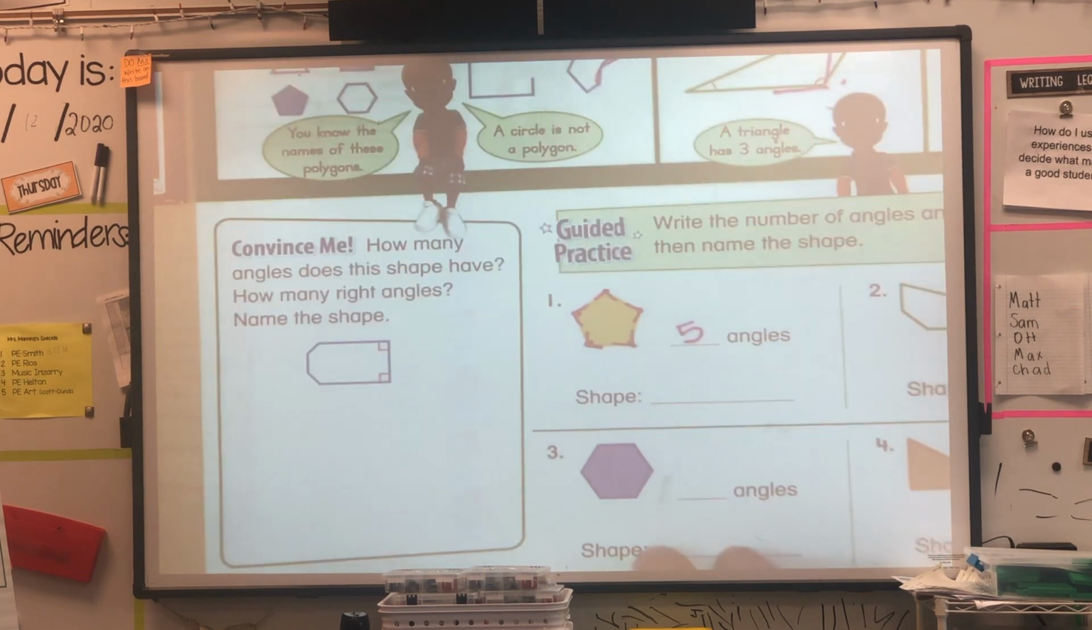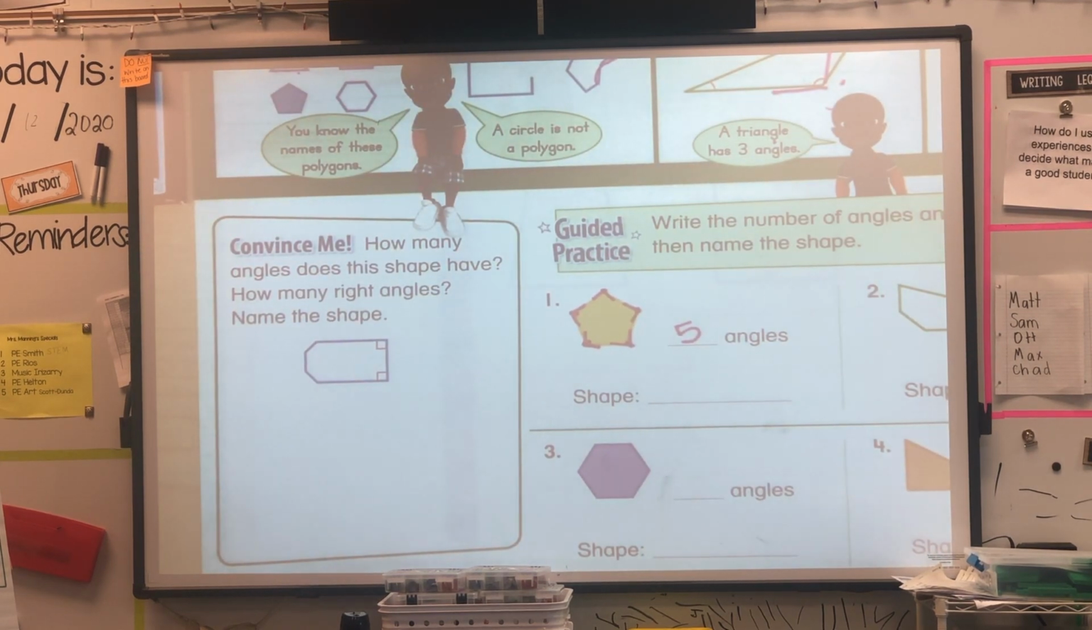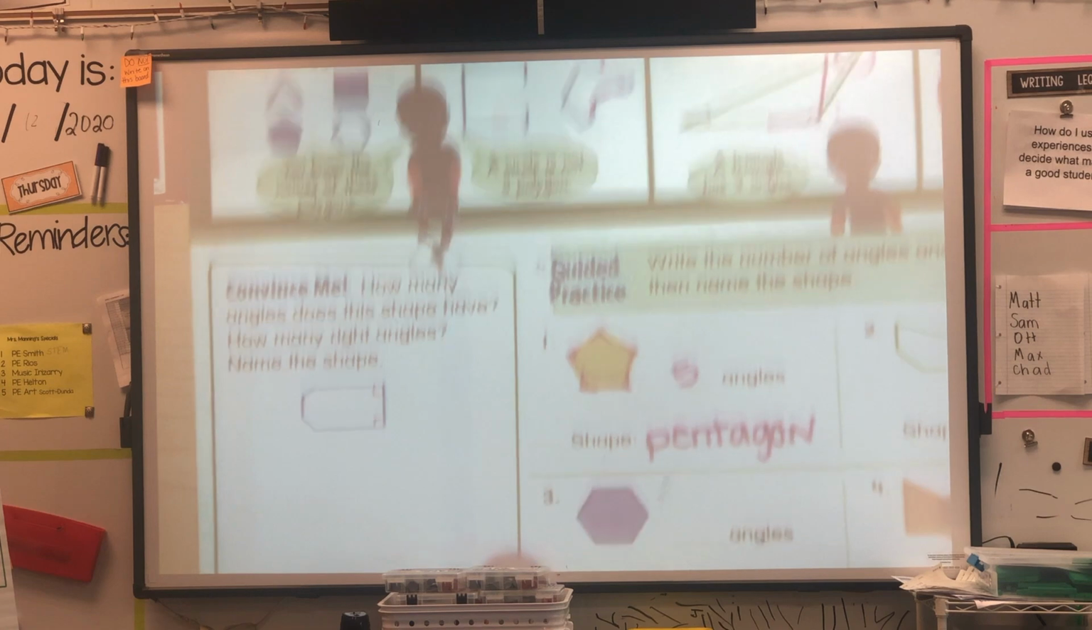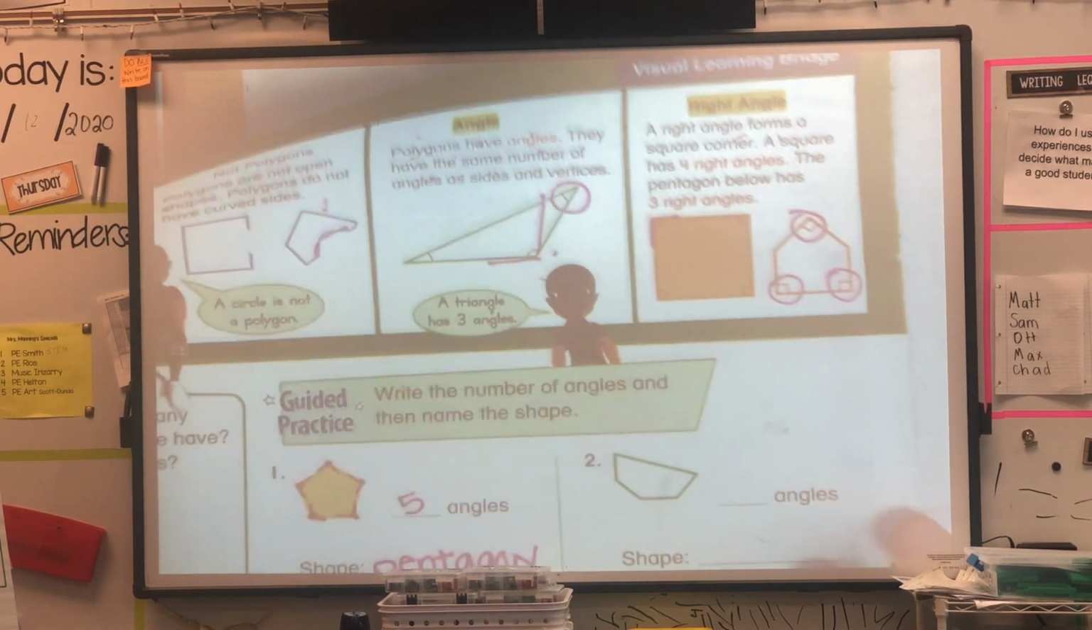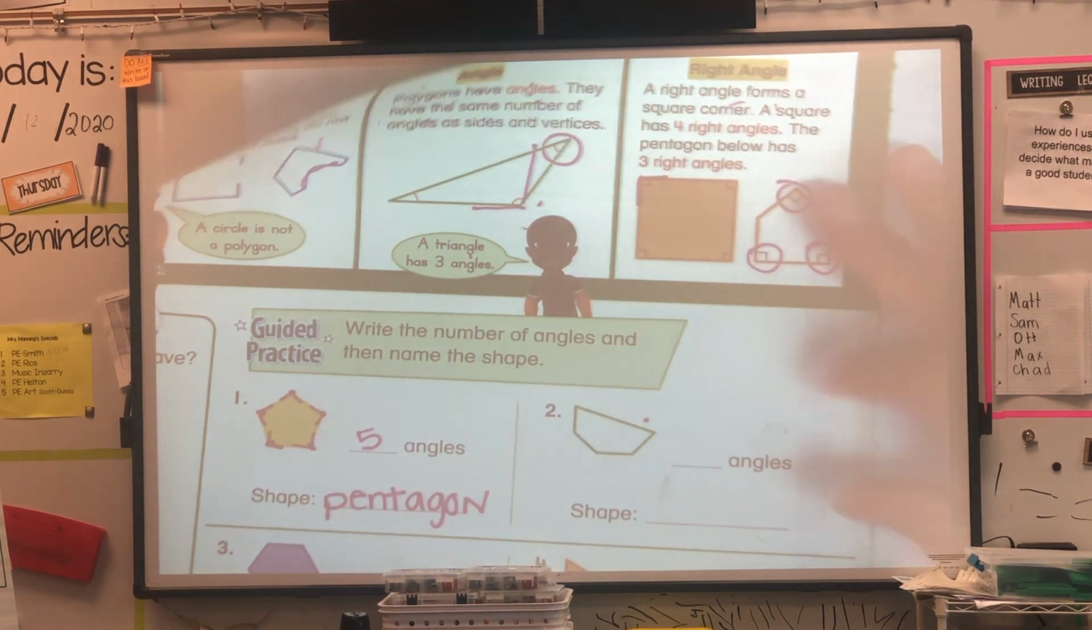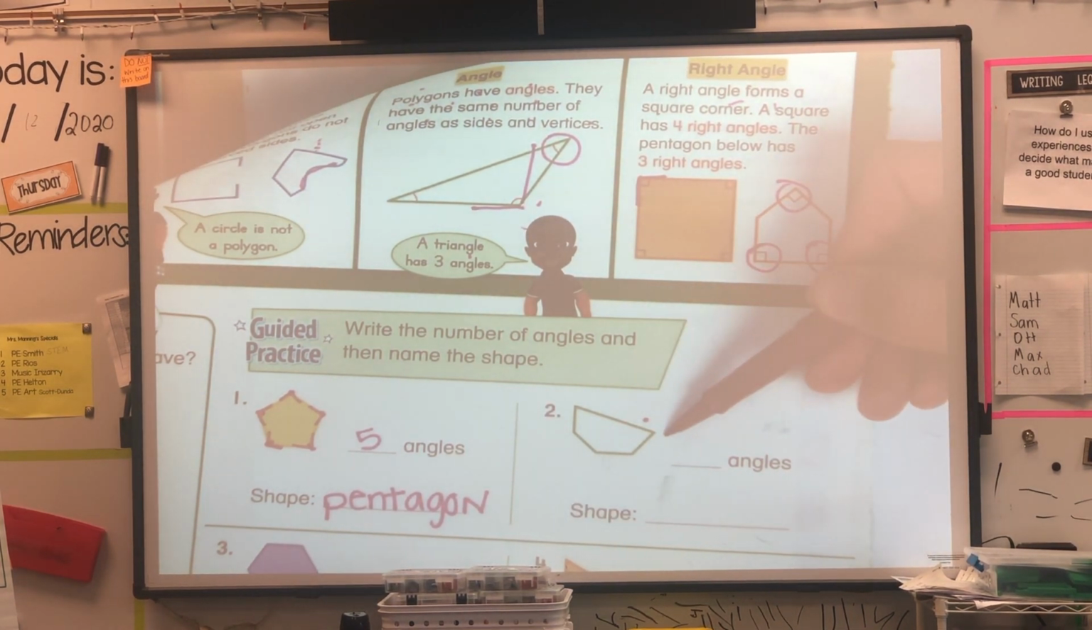Now, it's a shape with 5 sides. We talked about the word when I first started the video. It begins with a P. It has 5 sides. Pentagon. That's right. Pentagon. We know this is a polygon because it has more than 3 sides and it is closed with no curves.